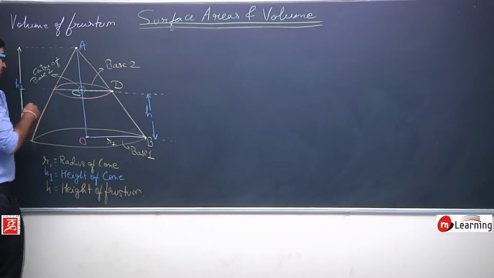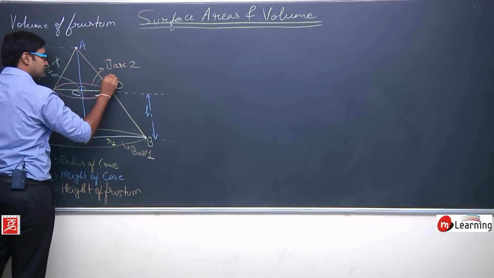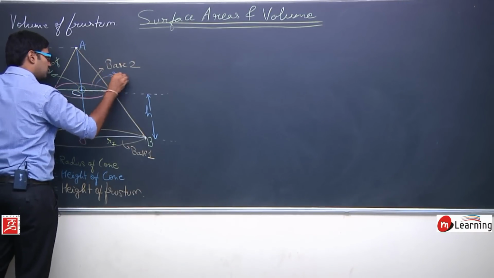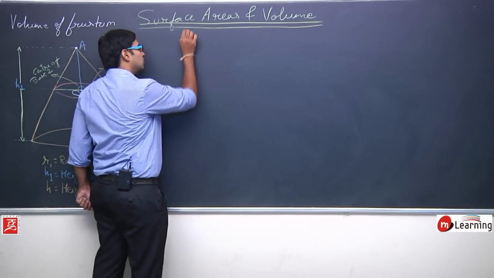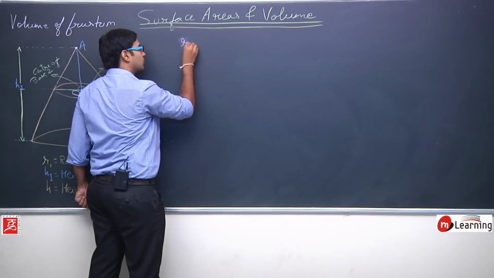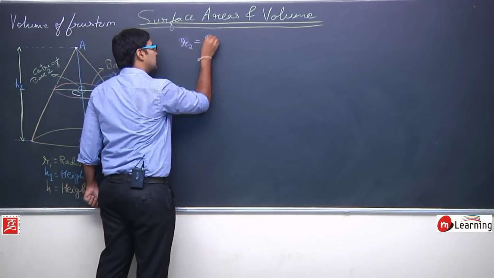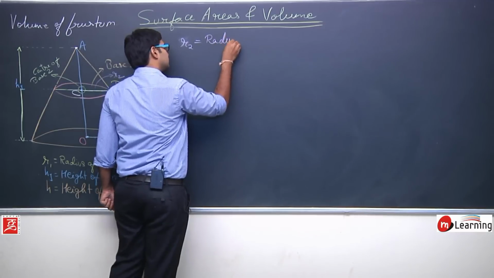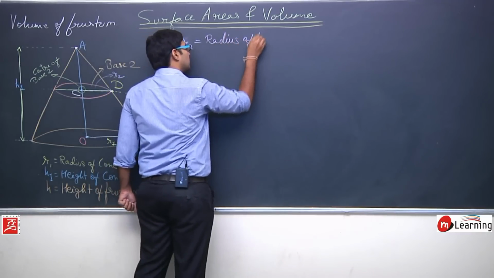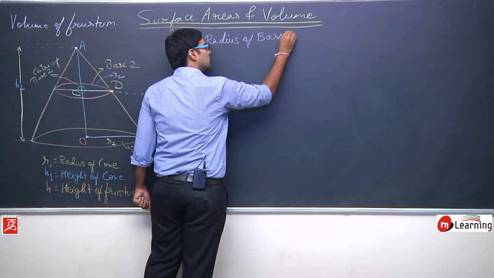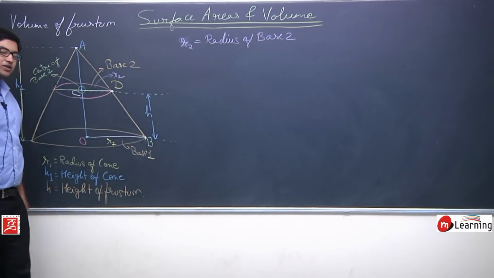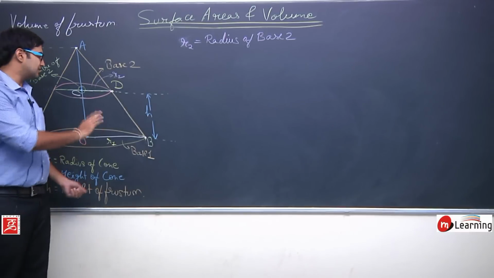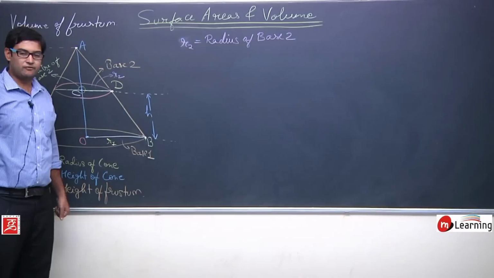So let us name this radius as R2. Okay, so what I say is R2 is the radius of base 2. Okay, R2 represents the radius of base 2. So these are some terminologies that we need to define.